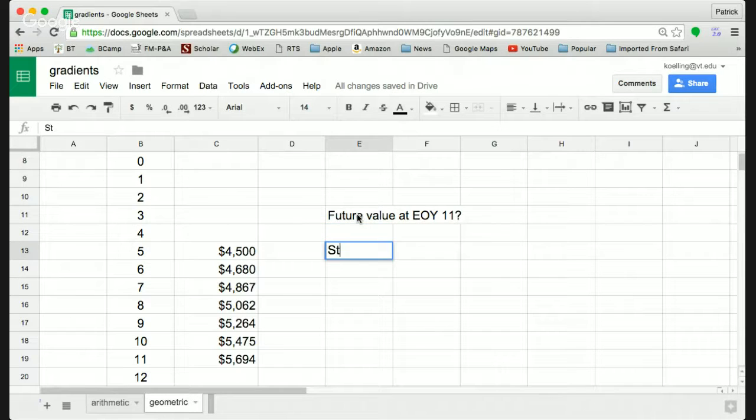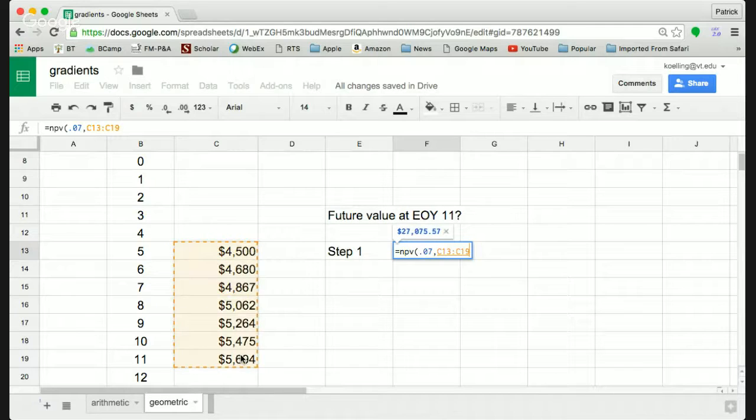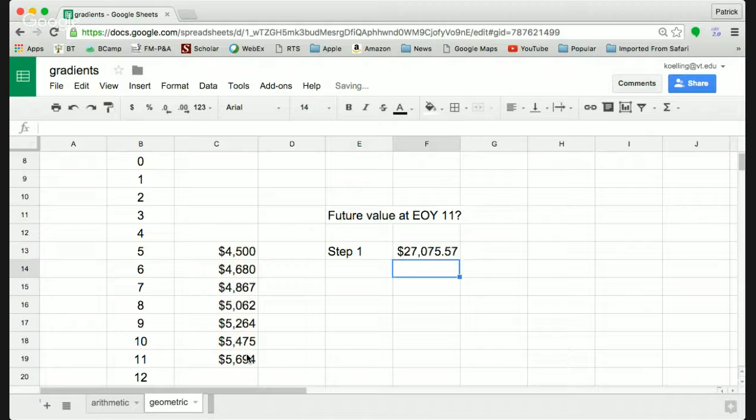So step 1 would be equal NPV 7% and all of the cash flows. This is at end of year 4. Remember, 1 period prior to the first cash flow. And in step 2, we'll just take that $27,075. We'll take it forward to the end of year 11. So we need to move it forward 7 years.